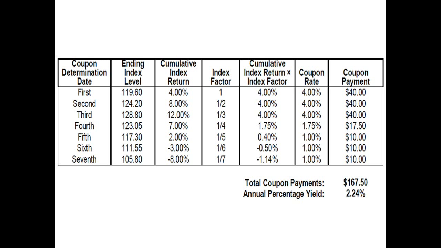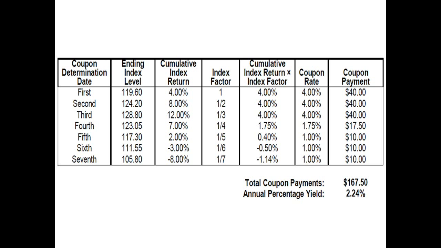The second year, once again, we go back to the initial index level, and we see that at the end of the second year, the cumulative index return is 8%. So over 2 years, it's gone up a total of 8%. That would be 4% a year. But it's at the end of the second year, so we're going to divide that 8% by the number of years, in other words, 2. And so 8% divided by 2 is 4%. The interest payment that year in this hypothetical would once again be 4%.